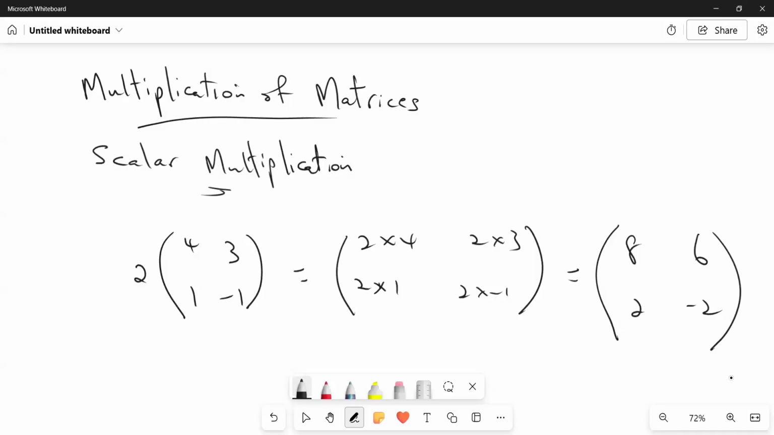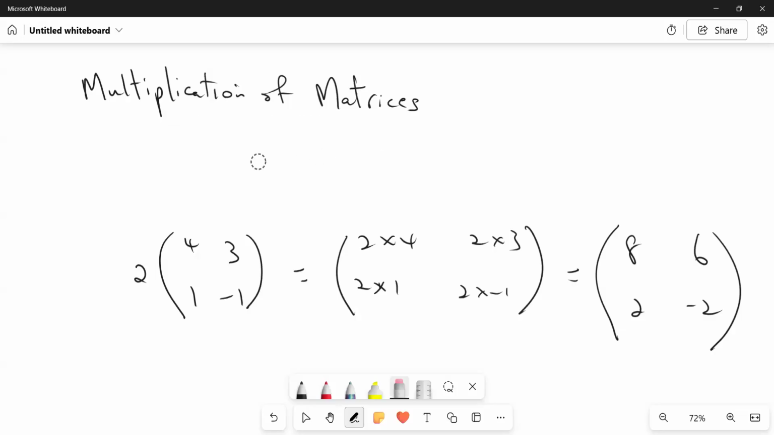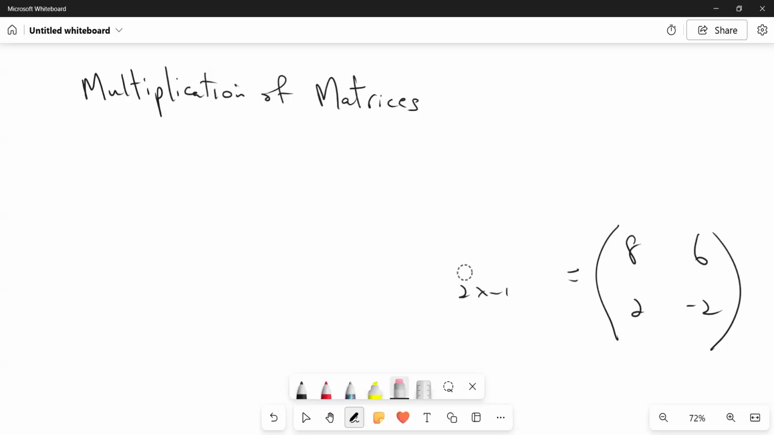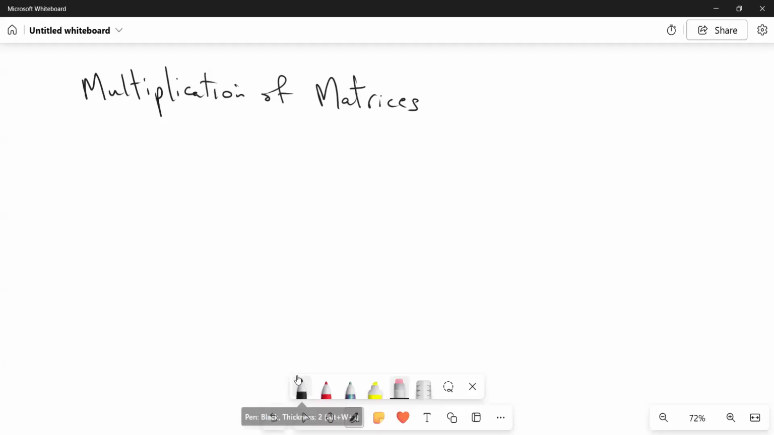Gotta get complicated now. So now we're going to do general multiplication. So hold on to your seats now. Okay. Let's say you have to multiply two matrices. 2, 1.